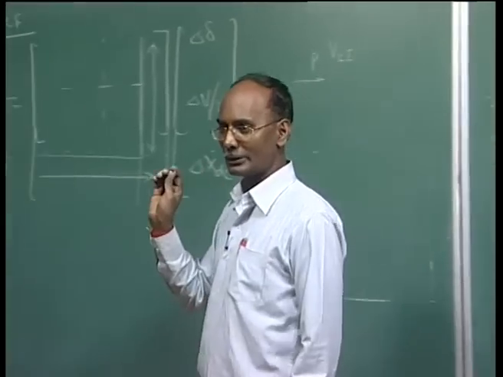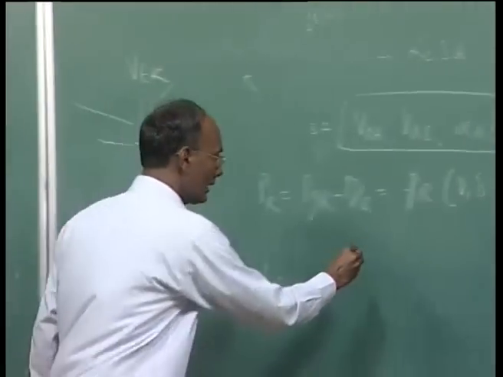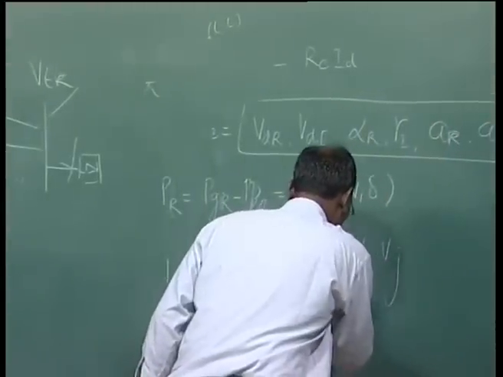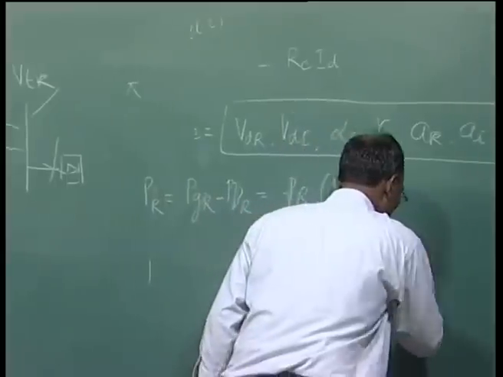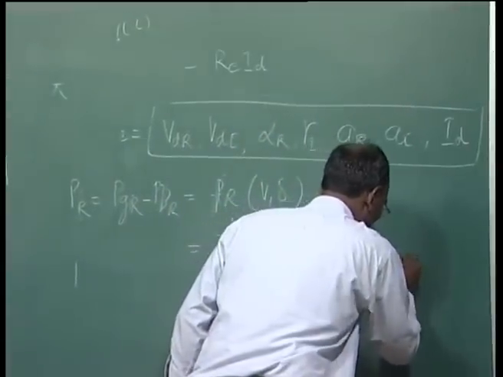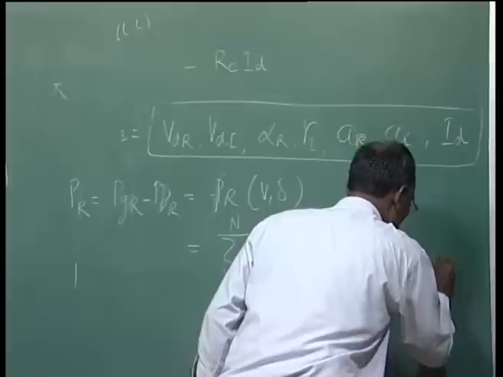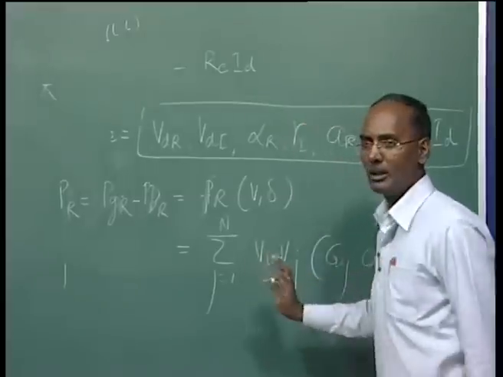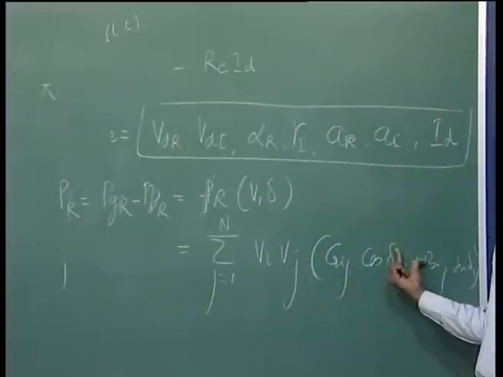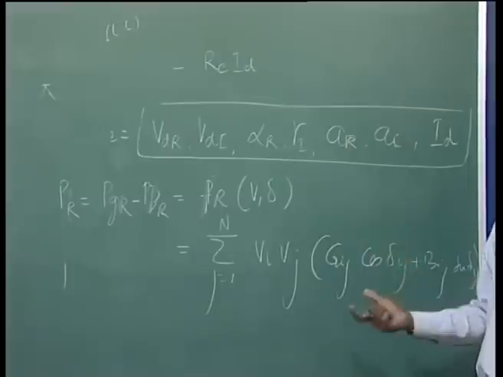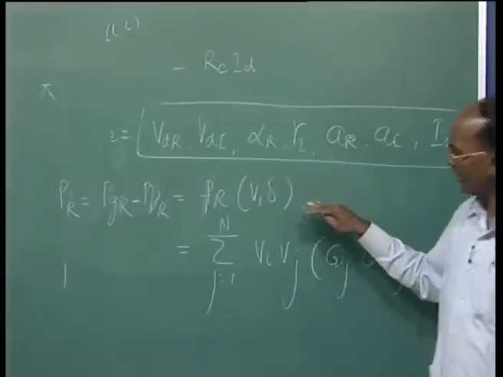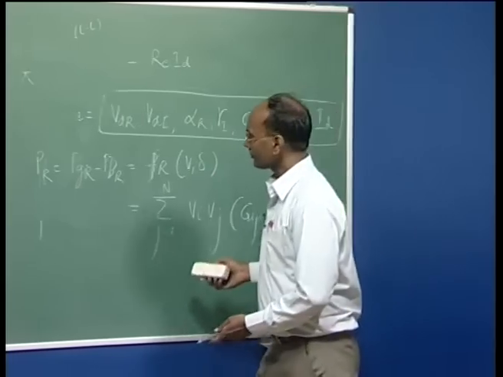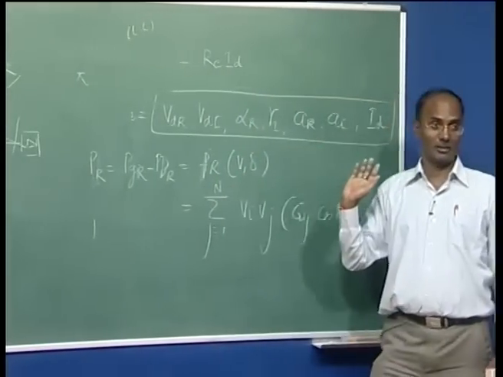Now, I am complicating the function. It is nothing but, if you remember what this was, the summation of Vi Vj, j equal to 1 to n, Gij cos delta ij plus Bij sin delta ij. This was the function, which means it was a function of voltage and angle. So, for simplicity here I am not writing this, I am writing it as a function of voltage and deltas, when there was no DC.